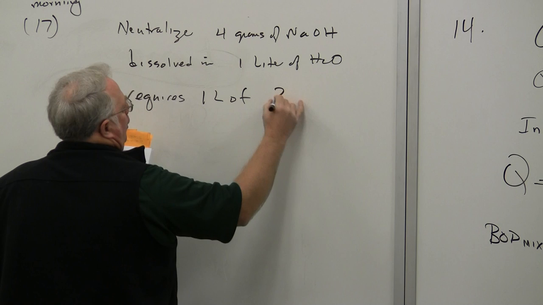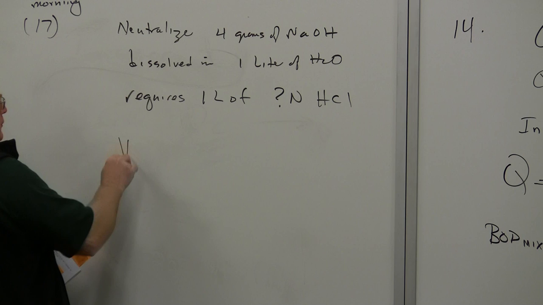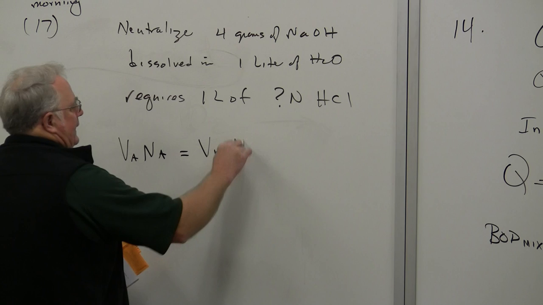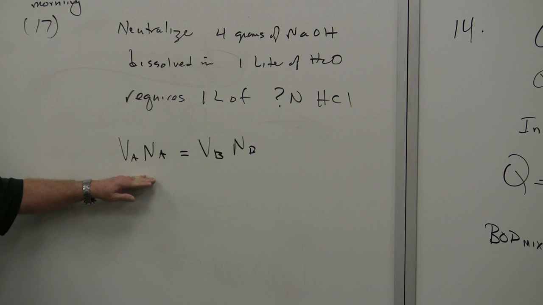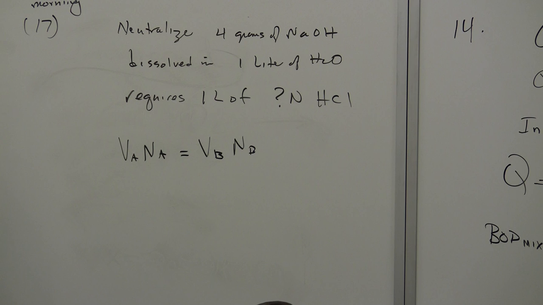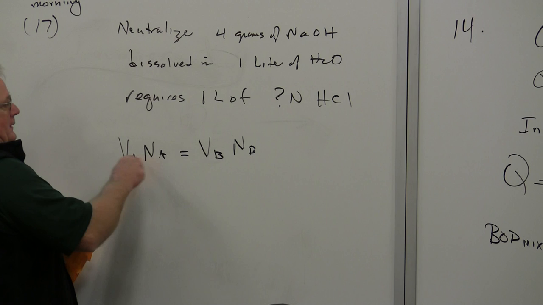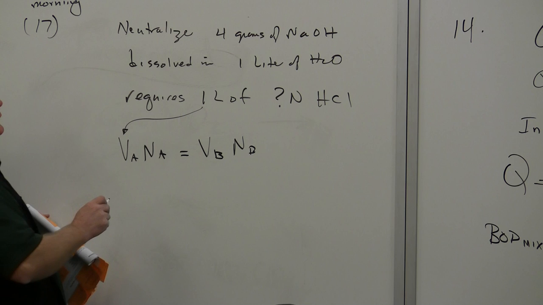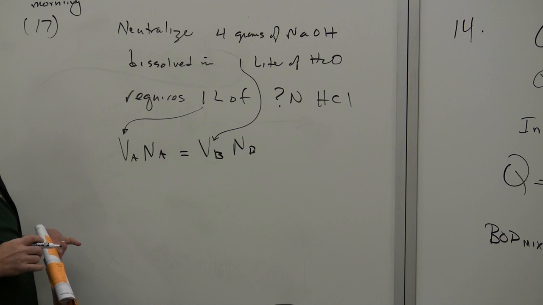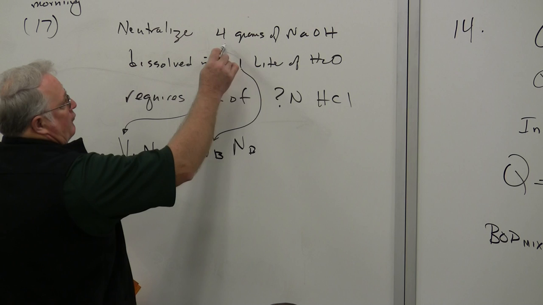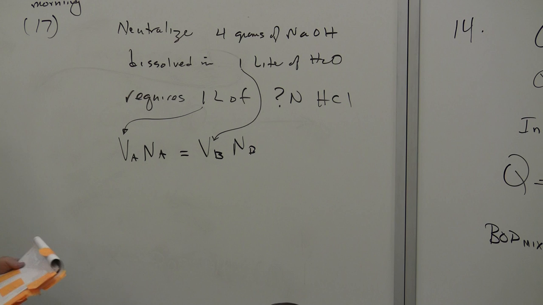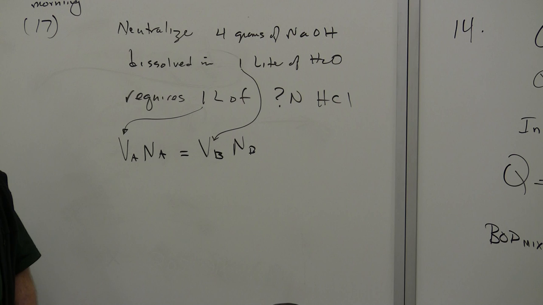So this problem, if you remember from water wastewater, is a VaNa equals VbNb type of a problem. You guys remember this, we used it an awful lot in lab, either last fall or fall a year ago, depending on which class you read. So what we need to do is, here's our acid, and we've got 1 liter. So there's the volume of our acid, and we've got 1 liter of base. So we need to know what happens if we take 4 grams of sodium hydroxide and dissolve it in 1 liter of water. So all we need to do here is, since it's a 1-to-1, we need to calculate the normality of the base, and that'll tell us the normality of the acid.